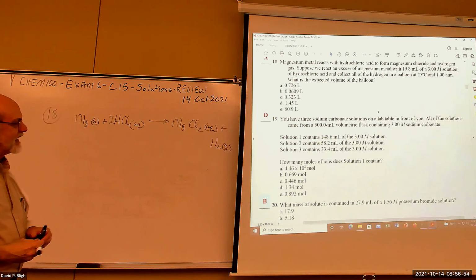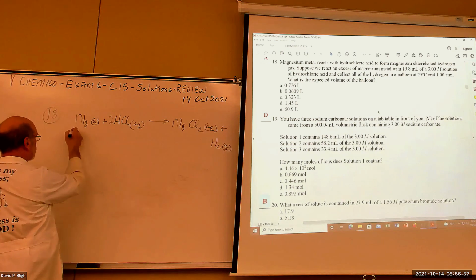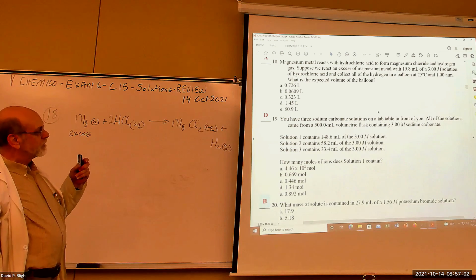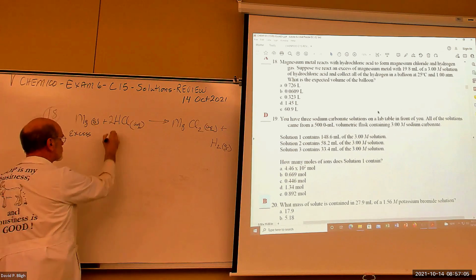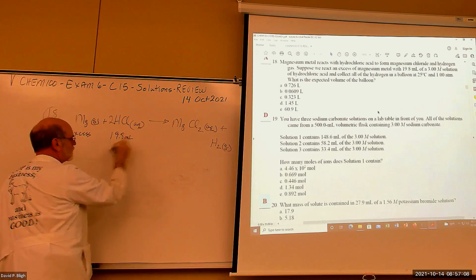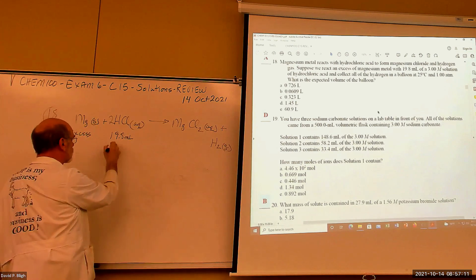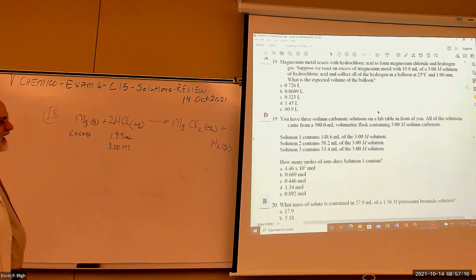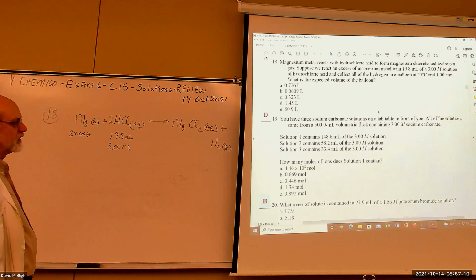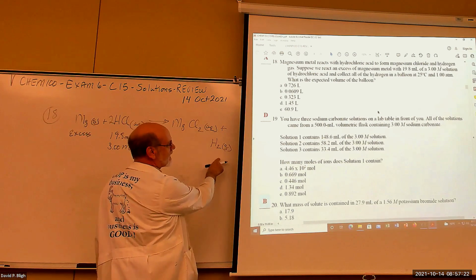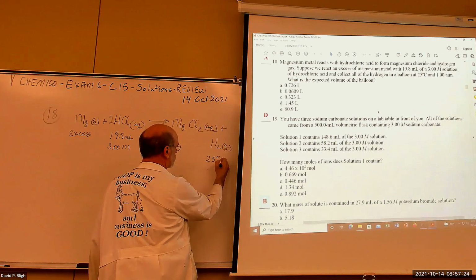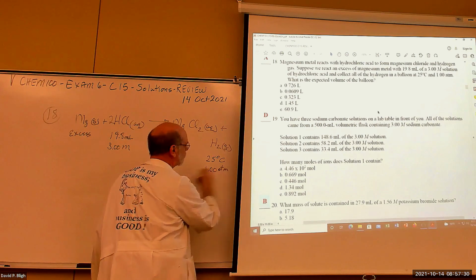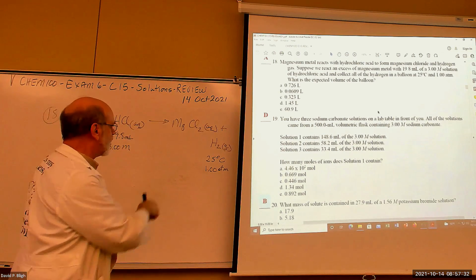Okay, suppose we react an excess of magnesium metal. All right, so we've got plenty of this, with 19.8 milliliters of hydrochloric acid at a concentration of 3 molar. Okay. And we collect all of the hydrogen gas in a balloon. So this gas is going to be at 25 degrees Celsius, 1 atmosphere. Okay. What's the volume of that balloon?